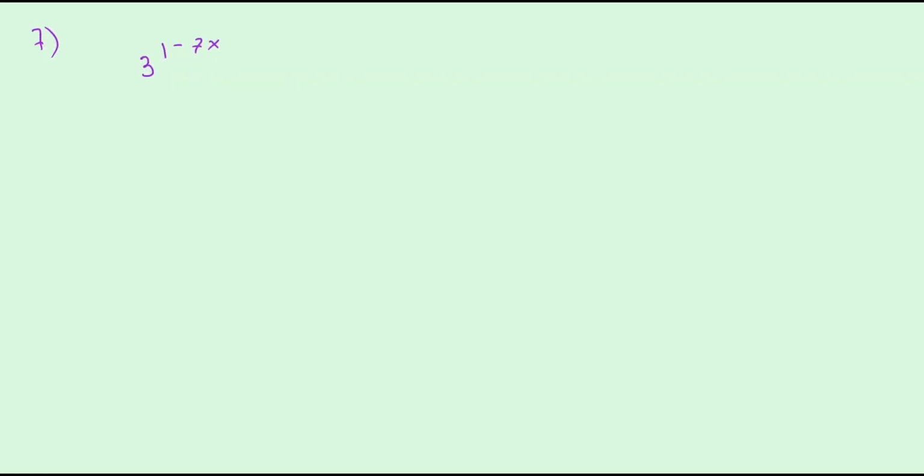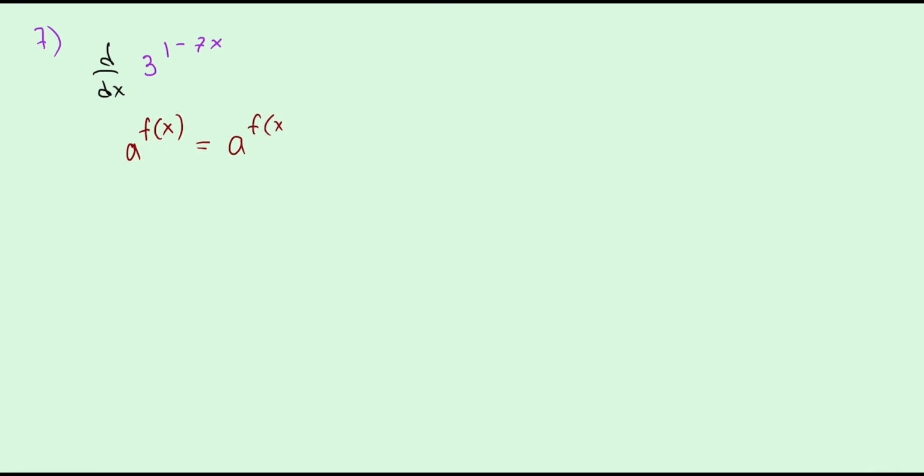In this example, we are deriving 3 raised to the power 1 minus 7x. The derivative of a general exponential function, let's say a to f of x, would be a raised to the power of x times derivative of f of x times natural log of that constant. Now let's derive this problem.